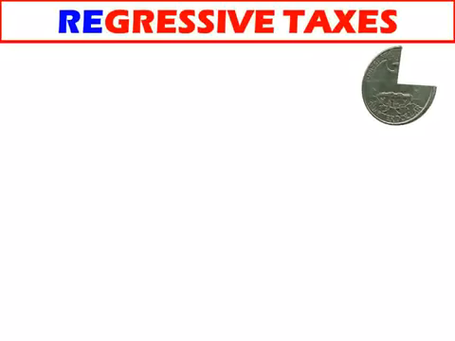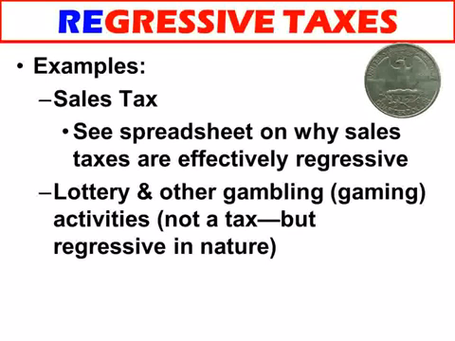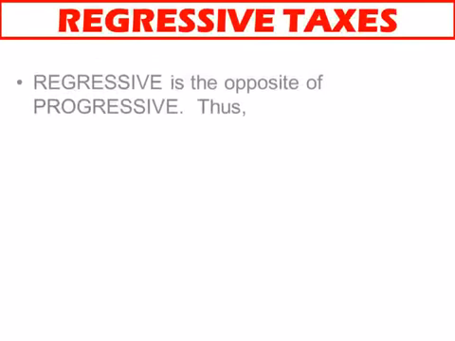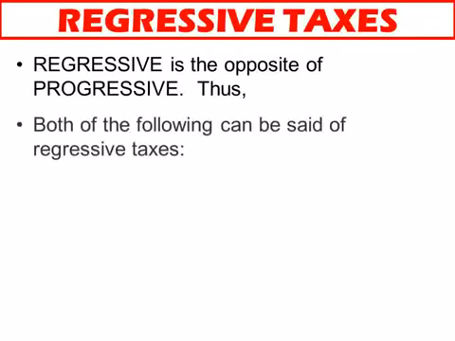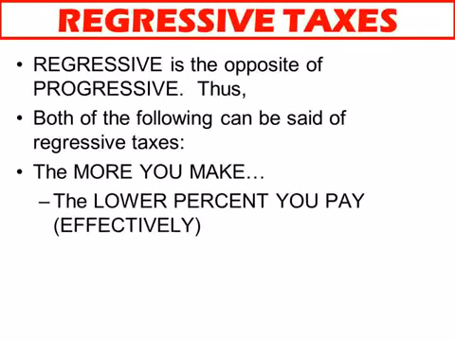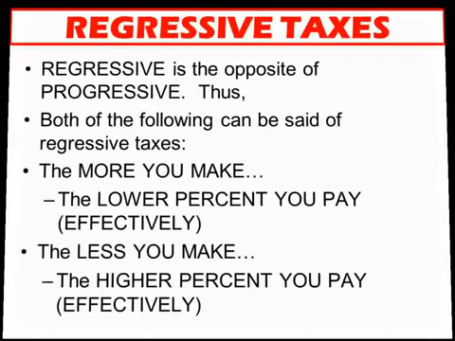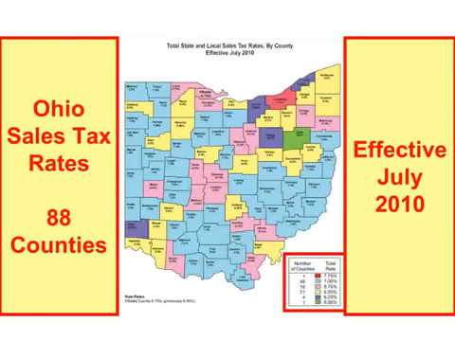Then we move on to regressive taxes, like the sales tax. Regressive taxes are the opposite of progressive, and that can be described in two ways. And then I move on to an example of the sales tax in Cuyahoga County. There's Ohio with 88 counties, and Cuyahoga is that plum color where our sales tax rate is 7.75%.